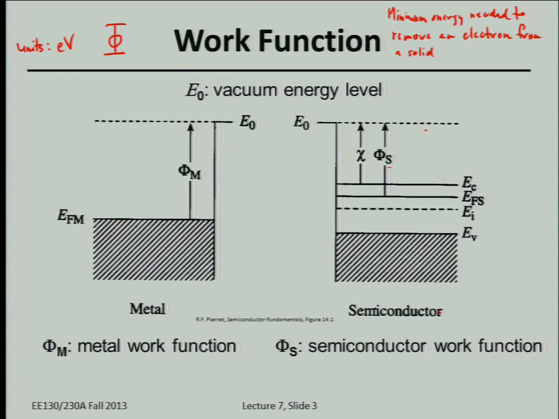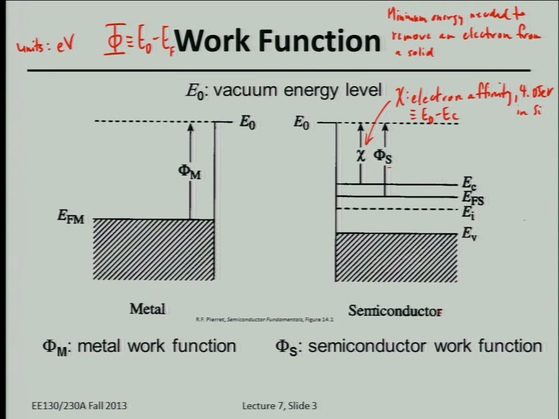Okay. Here's a new quantity: chi is the electron affinity. In silicon at room temperature, it's 4.05 electron volts. So that's chi. The work function is defined to be the vacuum energy level minus the Fermi level, so that's the same for the metal as for the semiconductor. The electron affinity is equal to E naught minus EC. That's just a definition.